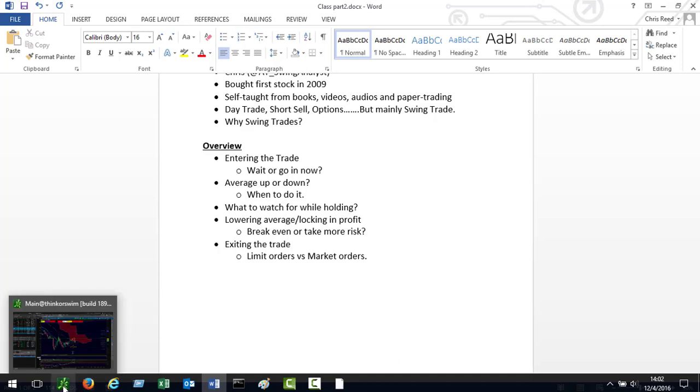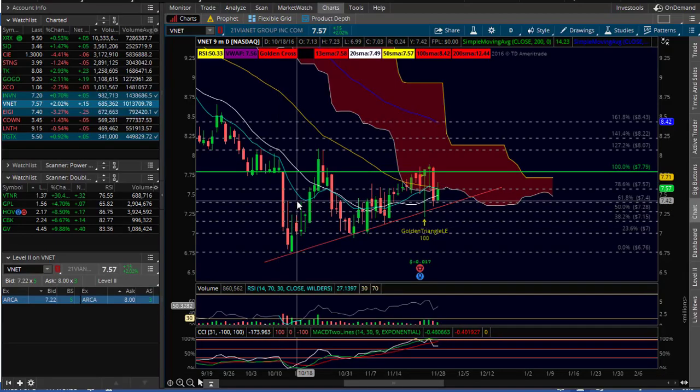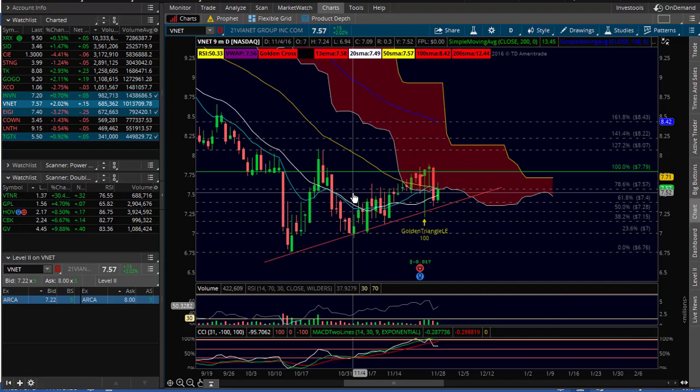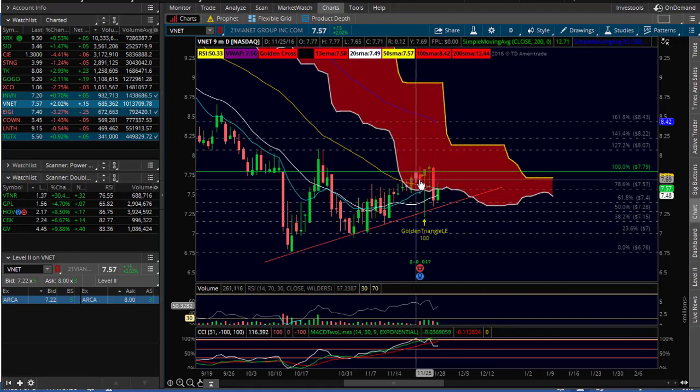All right, entering the trade. So you found a stock that you like. You want to know when to enter it. You don't want to enter too late. You don't want to enter too early. You're trying to find the right time to enter it. So I do a lot of my swing trade scanning on Sundays and Saturdays. On the weekends, I look at scanners.